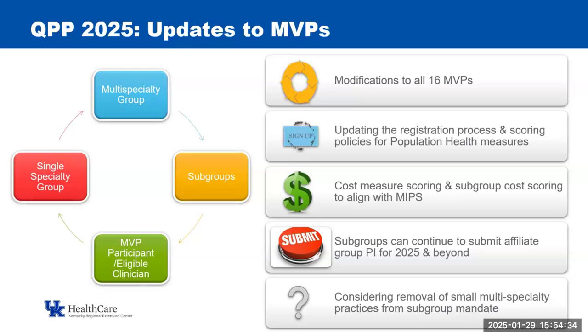For subgroups, CMS did clarify a little bit around the promoting interoperability category. Subgroups will submit their PI under their affiliate group. So that larger overall organization, it'll be at that group level and not at that individual subgroup level.